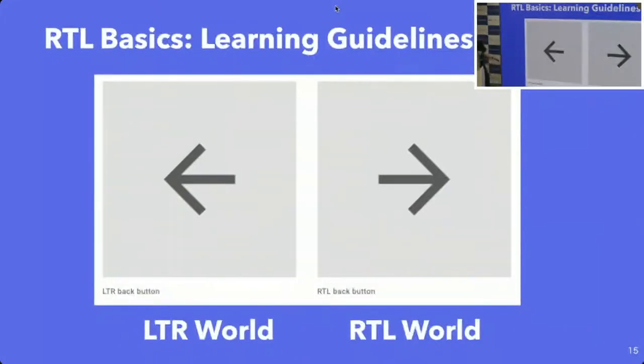Okay, here is one quick guide. It's a very famous icon in the world. All of you must have seen it before. It's a back button, and to show this back button in your app, we have to convert the direction. The back button should be reversed like this. This is a back button in the right to left world. So we have to take care of this point.